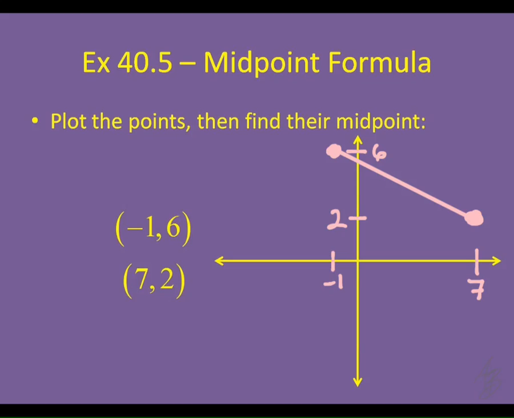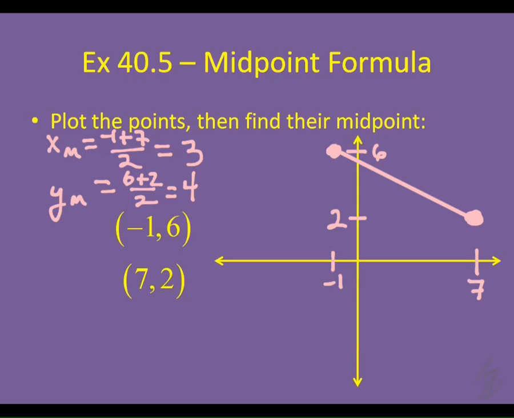Okay, so we want to find the midpoint here. Who can help me with the x-coordinate? Don? -1 plus 7 divided by 2. Okay, and what is -1 plus 7? 6. And divided by 2? 3. All right, Don, you want to do the y-coordinate for me too? No. No? Okay. Anybody else? Austin? 6 plus 2 divided by 2. Okay, what's 6 plus 2? 8. Divided by 2? 4. Okay, and so what are the coordinates of our midpoint? Allie? 3 and 4. 3, 4. All right.